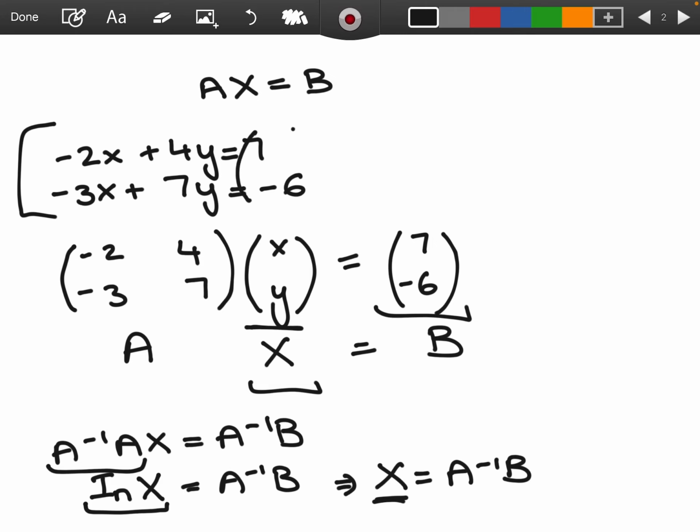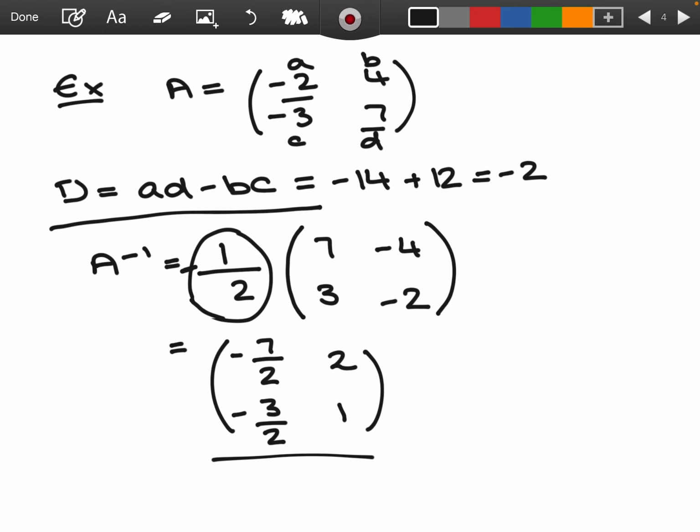So if we come back to our problem that we had here, our initial system of equations, my right-hand side matrix was 7, negative 6. So I found my inverse for A, which was this matrix here. If I were to multiply this by 7 negative 6, I would then get my solution x.